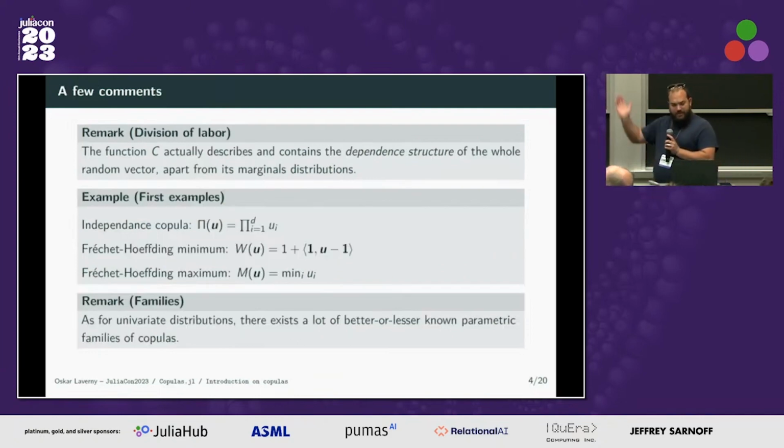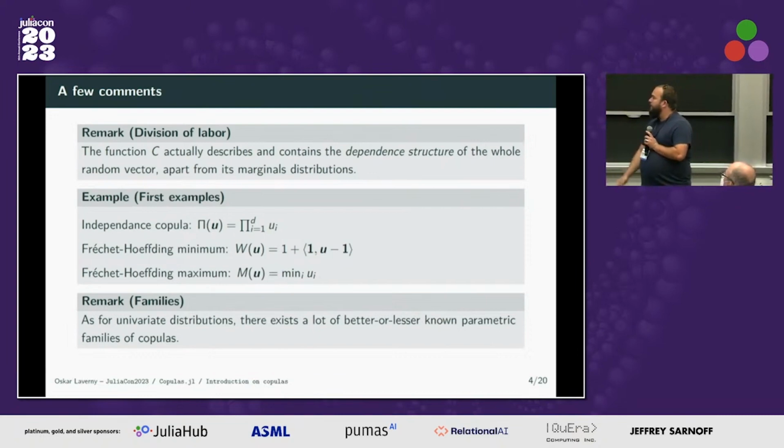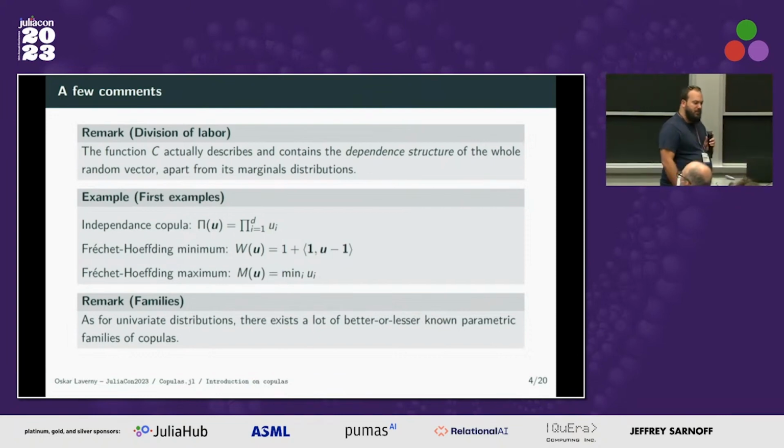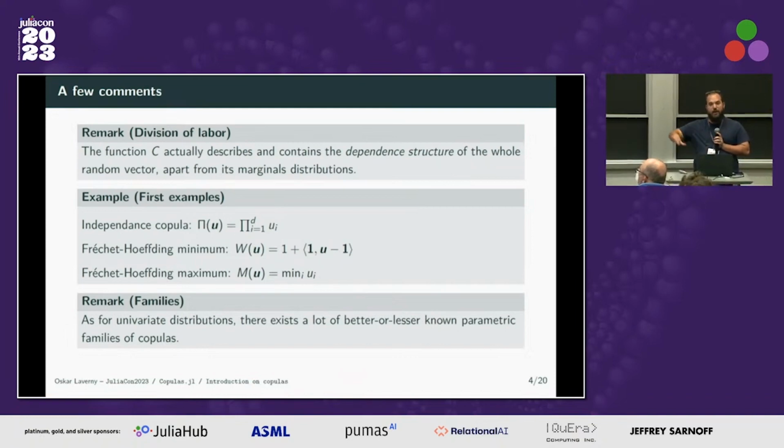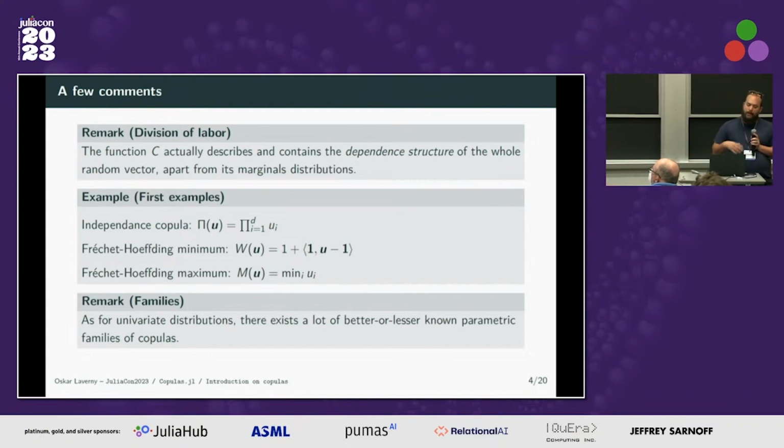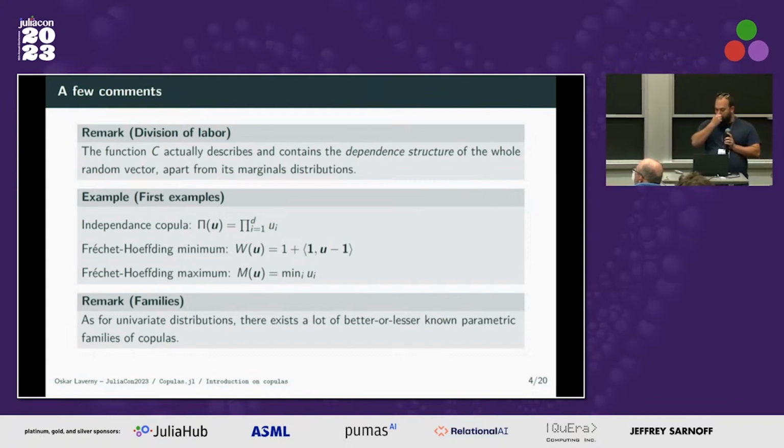So, a few comments. I just said that the function C describes and contains the dependence structure apart from its marginal distributions. And I have a few examples. The first one is the function Pi, which is simply the product function. And this gives you a random vector which has independent marginals. And the two other ones are called the Fréchet-Hoeffding bounds. And this is actually the minimum possible copula that you can have and the maximum possible copula that you can have pointwise. They represent full, complete comonotonicity between the marginals and full negative dependence between the marginals.